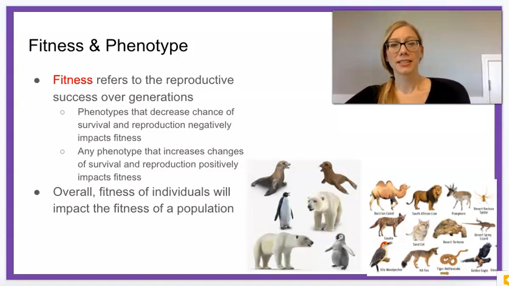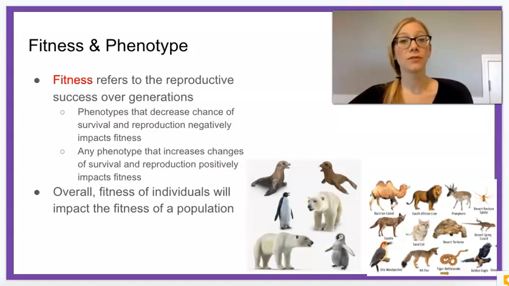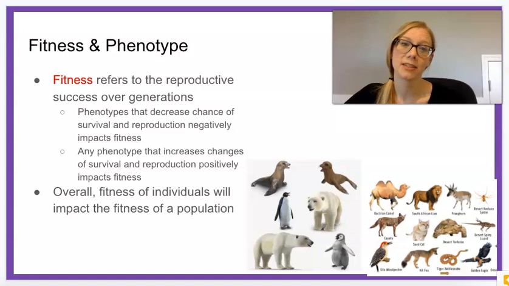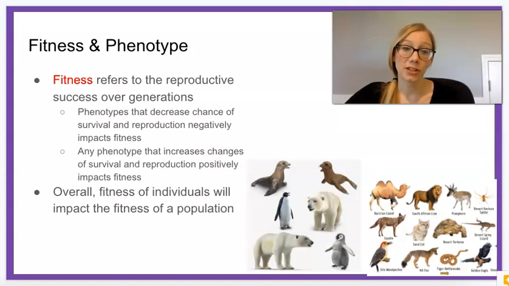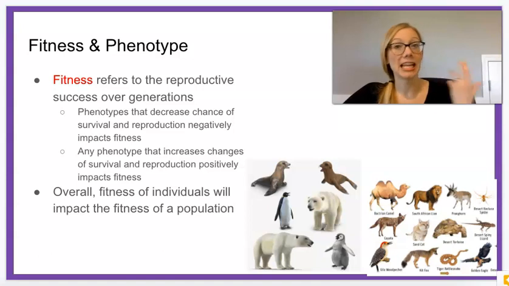When we talk about these things, sometimes we're talking about fitness. Fitness refers to the reproductive success over generations. Phenotypes that decrease your chance of survival and reproduction negatively impact the fitness of an organism. Any phenotype that increases the chance of survival and reproduction positively impacts fitness.